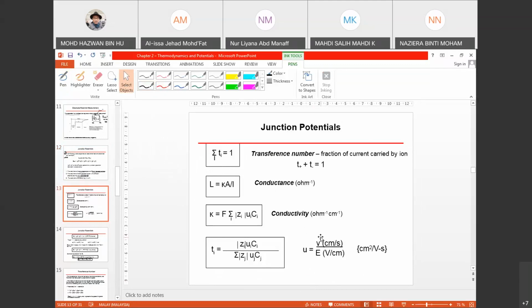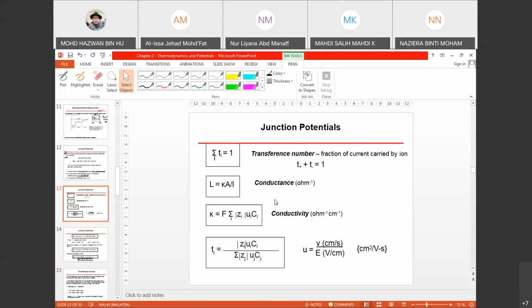Right. So, probably a few last slides before we end. During your undergraduates, probably you have heard about transference number. Transference number is basically the fraction of current carried by ions. You will see T plus, T minus, all these are related with transference number, the number of ions that can be carried, or transferred. T plus means positive ions, T minus means negatively charged ions.